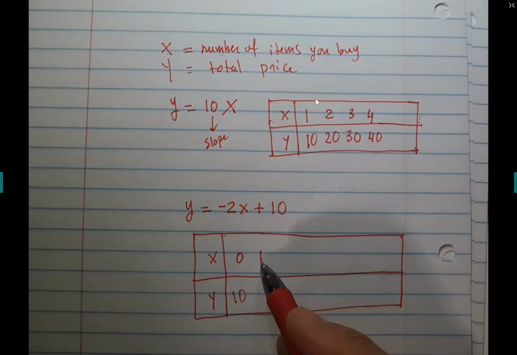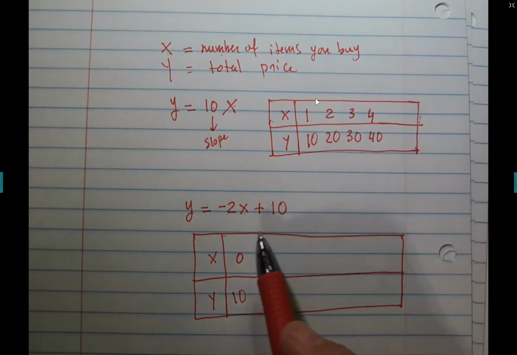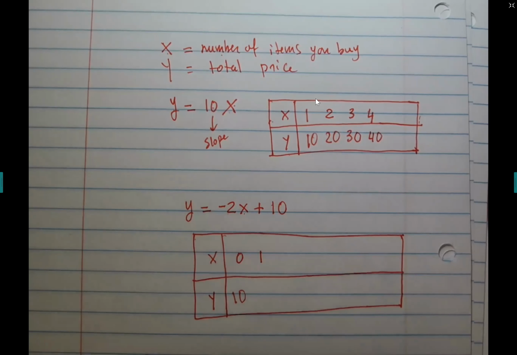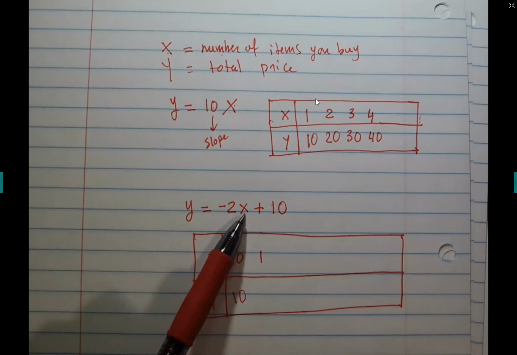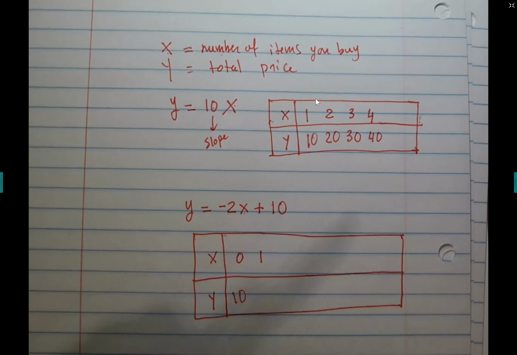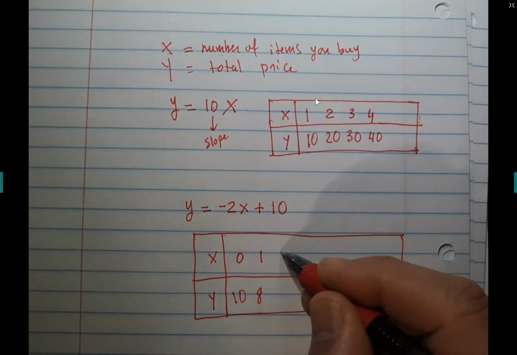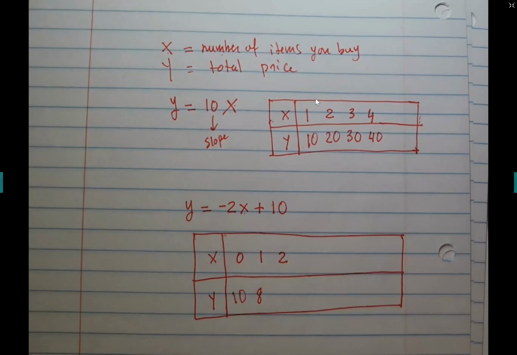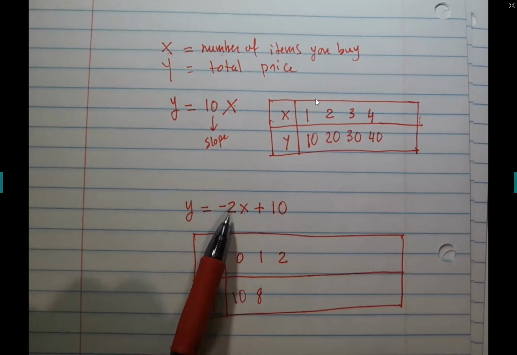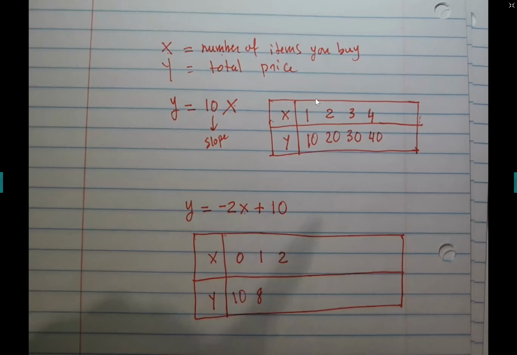Now let's increase x to 1. What's going to happen to y? Who can tell me what's the value of y now? Put 1 here. What did you get? Negative 2 times 1 is negative 2, plus 10, order of operations, guys, is 8. Make x equals 2 now. So we're increasing x. Negative 2 times 2 is negative 4, plus 10 is 6.